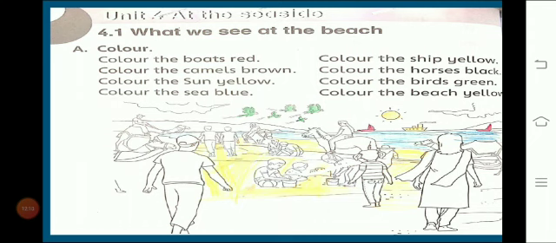Color. In the start of the lesson, I asked you to take out your colors. So, you have to color the boats red. You have to color the camels brown. You have to color the sand yellow. Color the sea blue. Color the ship yellow. Color the horses black. Color the birds green. And color the beach yellow. So this is a scene of a beach and we can find different animals, kids, men, women, boats, ship, birds. You have to color them according to the given instructions.